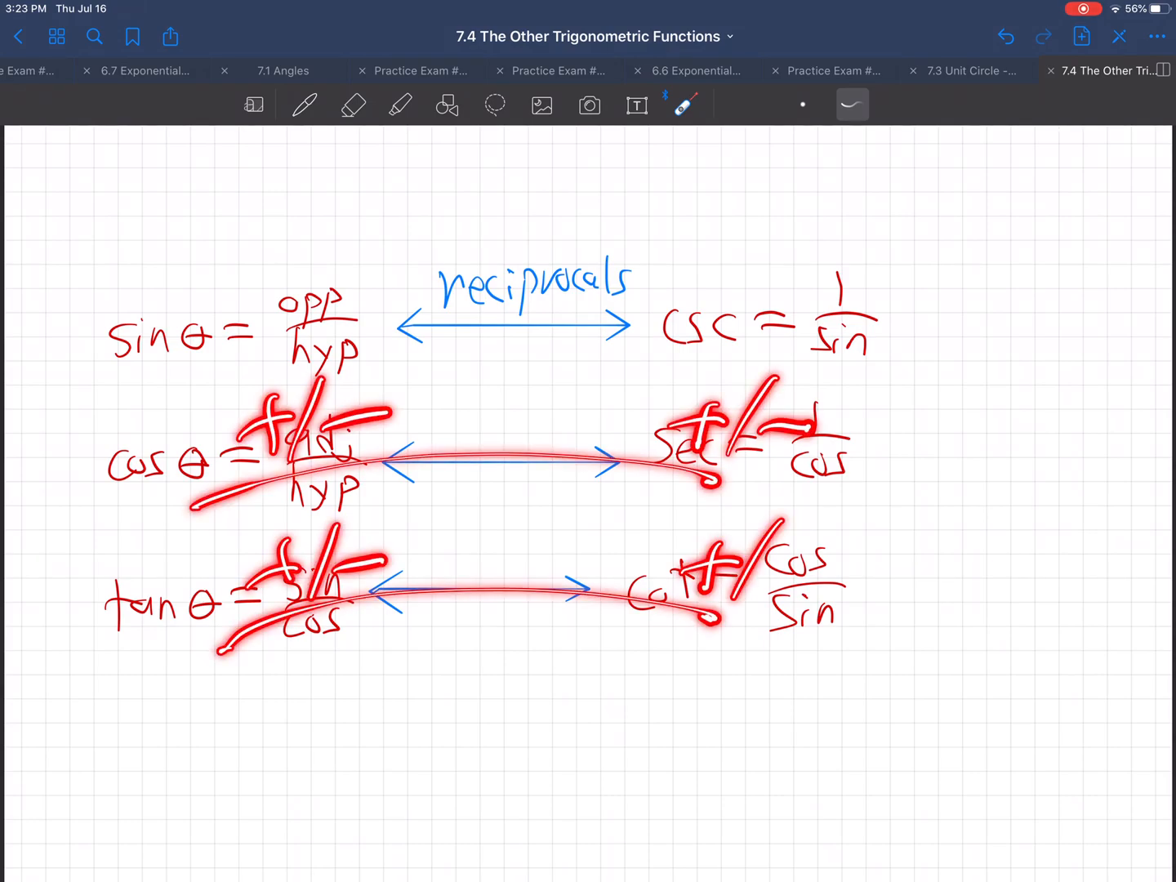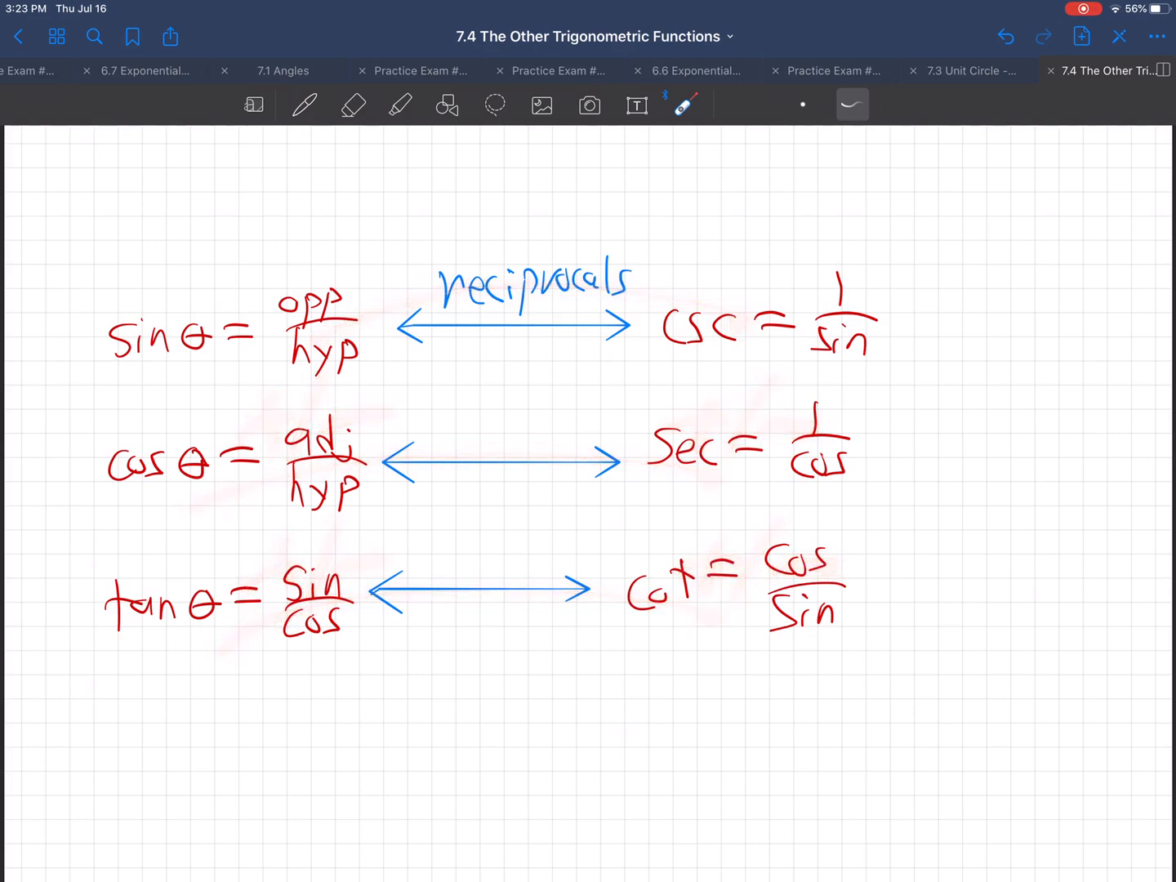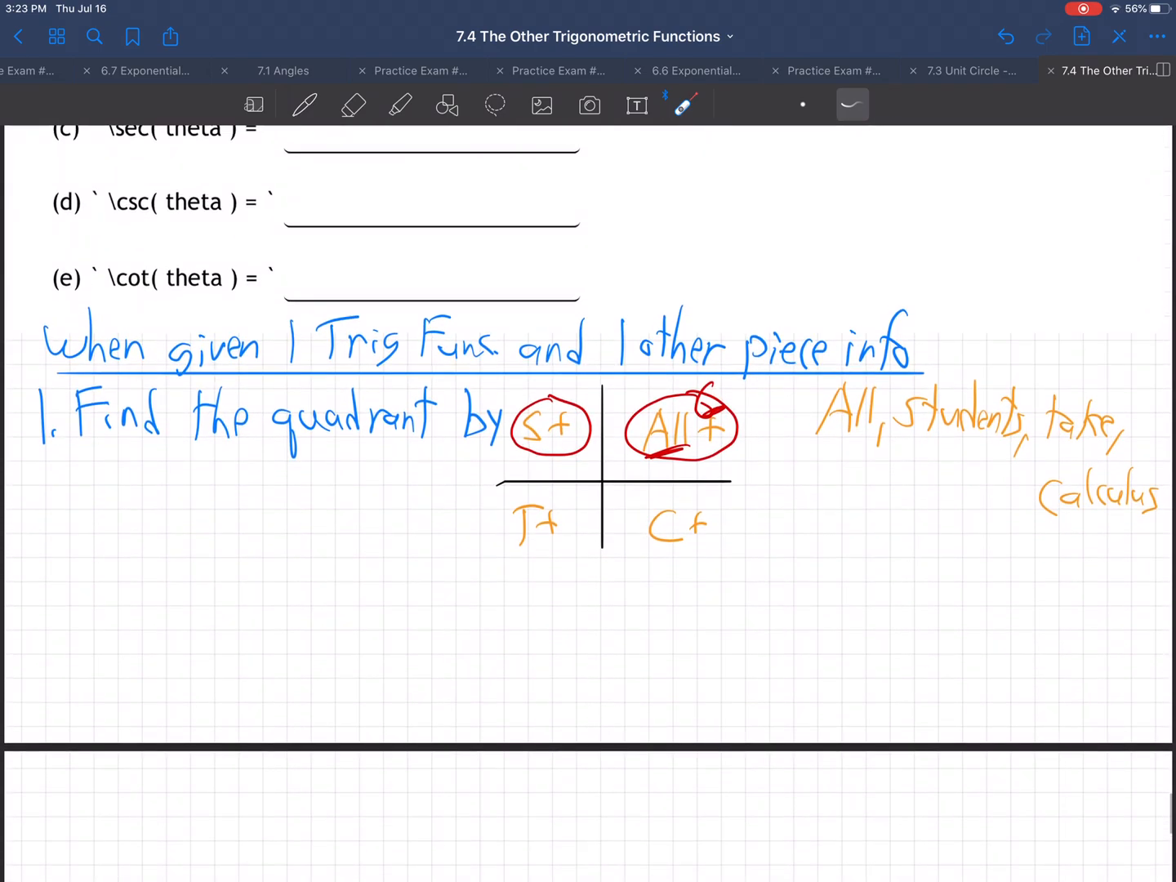This one's negative, so is that one, right? Because they are just the upside downs of each other. So they've got to have the same sign. So therefore, when it says up here that sine is positive, it also means cosecant is positive. And the other four are negative in that quadrant.